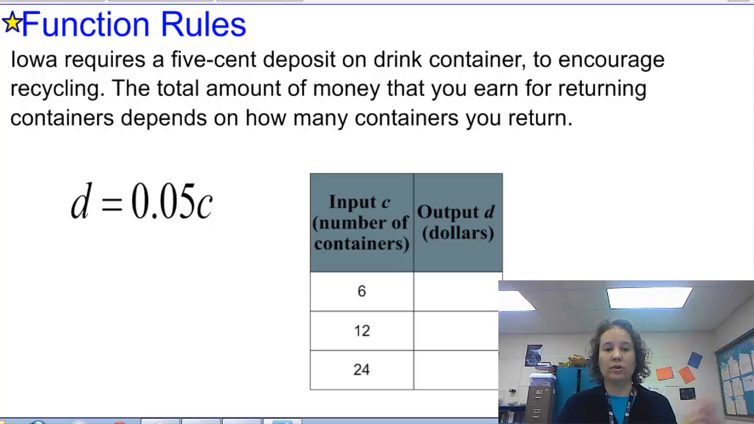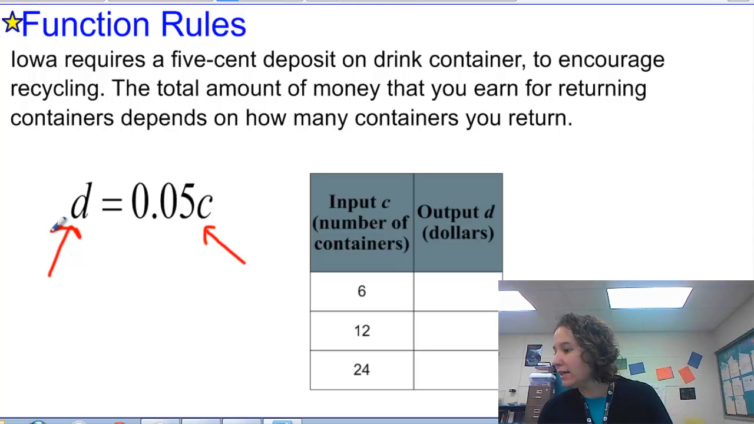Iowa requires that you give a 5-cent deposit on drink containers when you buy things, so cans and bottles, just like we know. This is to encourage recycling. The total amount of money that you earn for returning containers depends on how many containers you return, obviously. So you get 5 cents per container. I've written a function rule right here, and you can see that I'm using the variable c for the number of containers, and I'm using the variable d to represent the amount of money that I'm going to get back for the deposit.